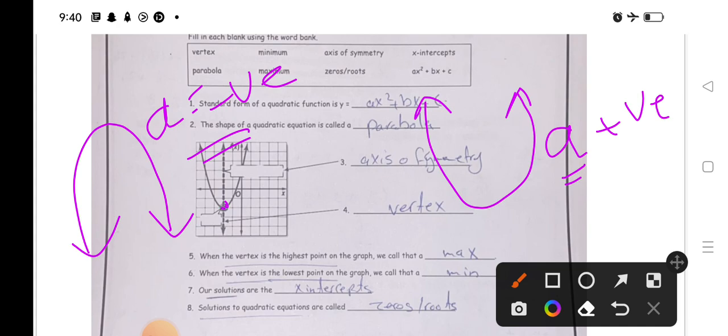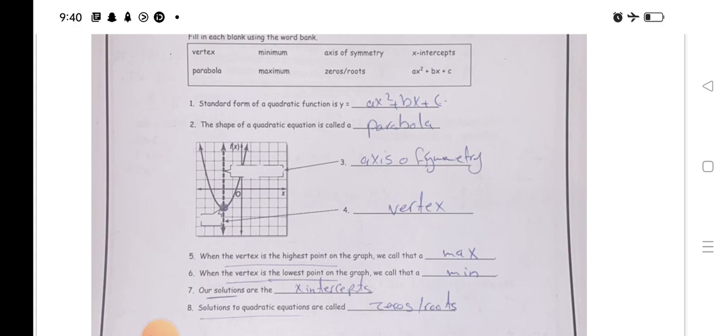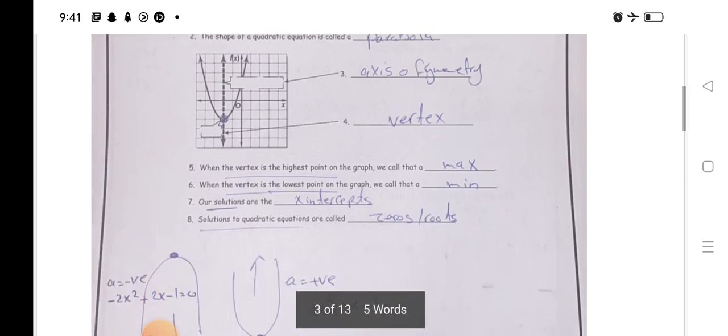Here the vertex is the minimum, but here it's the maximum. When the vertex is the highest point in the graph, we call it maximum. Lowest point, minimum. Remember well, our solutions are called x-intercepts. Solutions of the quadratic are called zeros and roots. Study this well, okay?